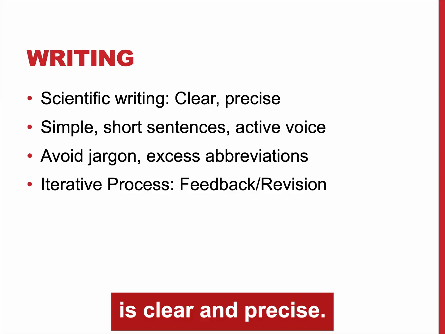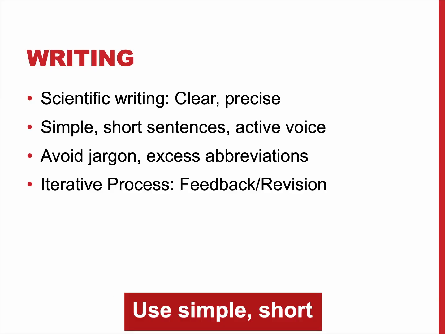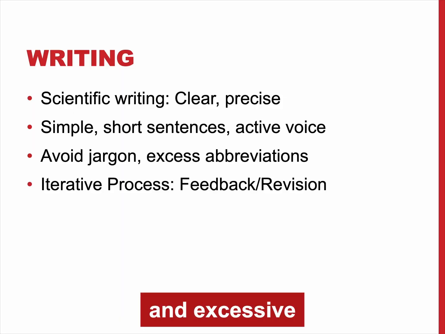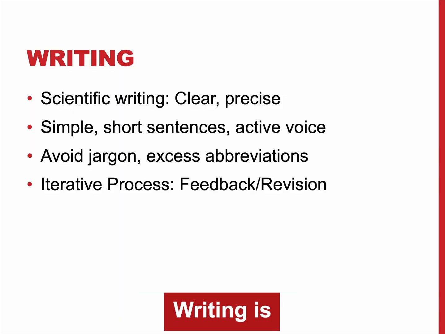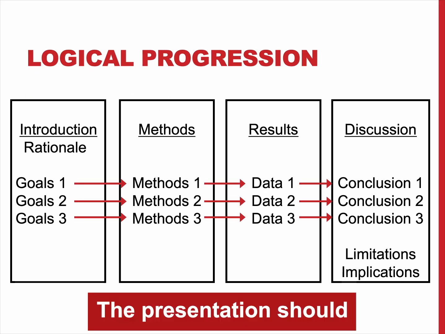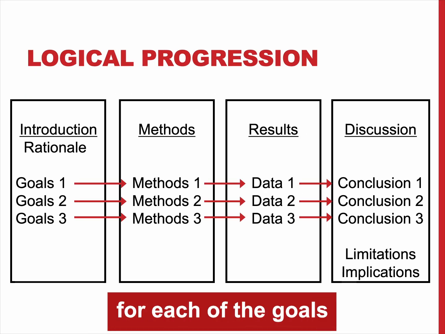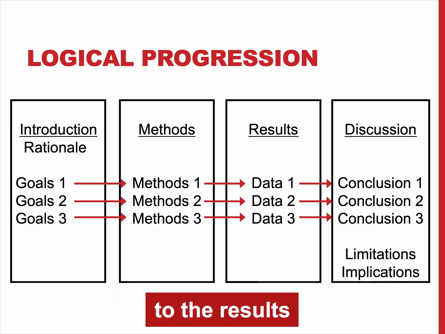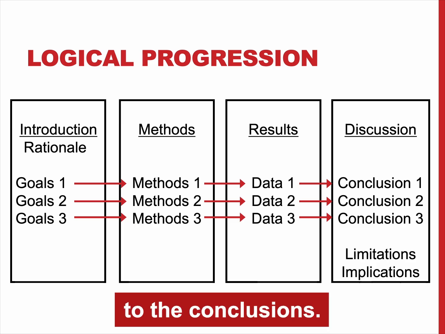Scientific writing is clear and precise. Use simple, short sentences with an active voice. Avoid jargon and excessive abbreviations. Writing is an iterative process of feedback and revision. The presentation should follow a logical sequence for each of the goals and hypotheses. Goals should be linked to the methods that are linked to the results that are linked to the conclusions.